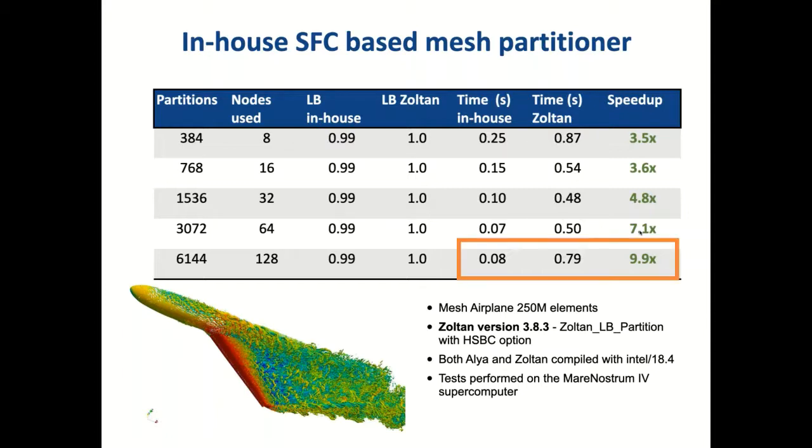Here I have a comparison with Zoltan. The mesh that we are partitioning is a 250 million elements mesh, with up to more or less 6,000 CPU cores, and our partitioning takes about 0.1 of a second. So it's not a bottleneck now. It's fast, so we can use it iteratively to improve the partition according to the linear regression.